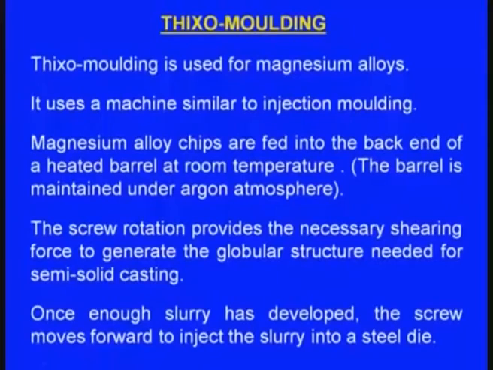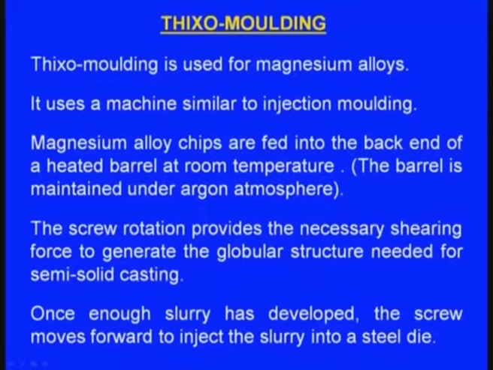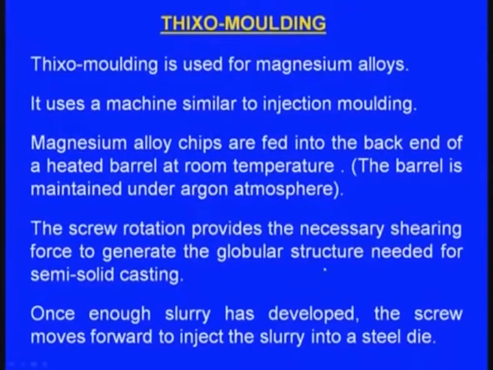Now, we are feeding these magnesium alloy chips to the back end of the heated barrel inside the injection molding machine. Now, there will be a screw in that. So, as this screw rotates, what happens? It provides necessary shearing force to generate globular structure needed for semi-solid casting. As the screw is rotating, these chips will be trapped inside the screw and they undergo shearing. Because of that, we get the globular structure for the semi-solid casting. Once enough slurry has developed, the screw moves forward to inject the slurry into the steel die.